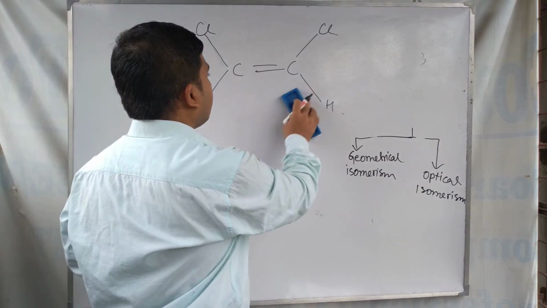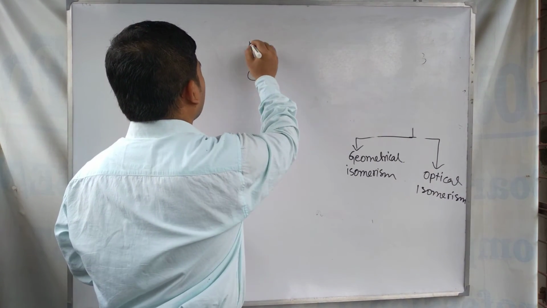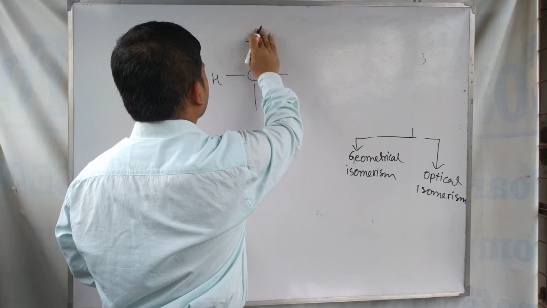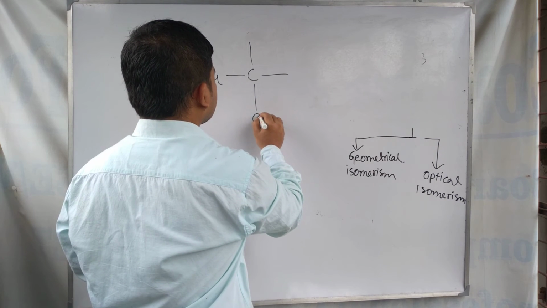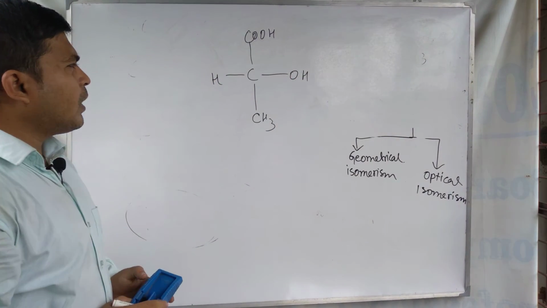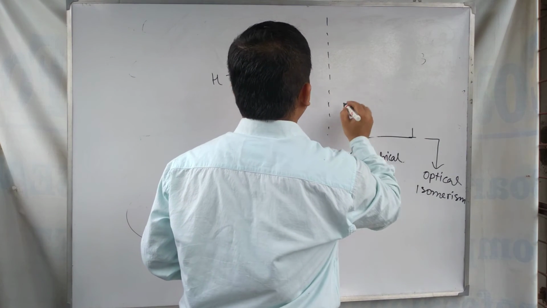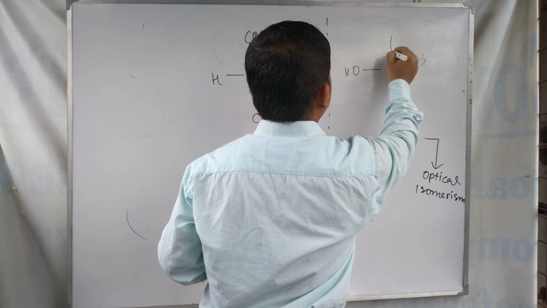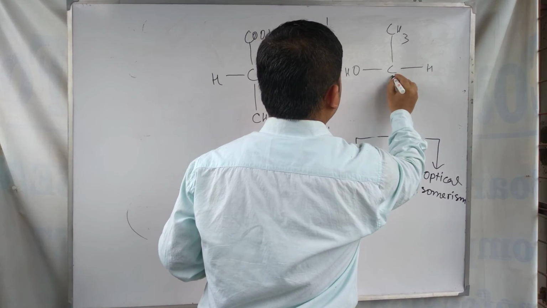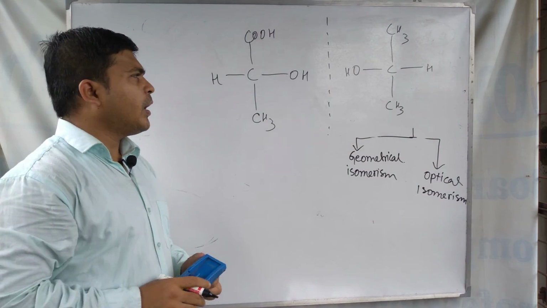And then for optical isomers, as for example, this molecule can show an enantiomeric form, meaning if we place a mirror, it gives a mirror image which is non-superimposable with its object. This is an example of optical isomerism.